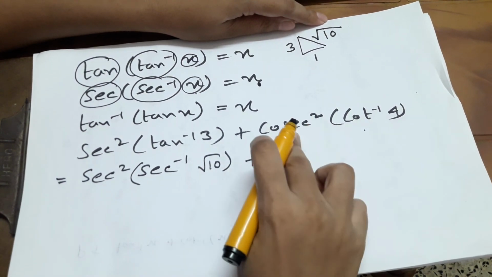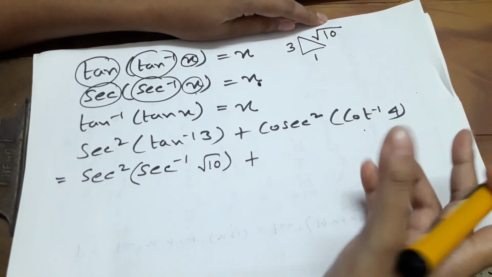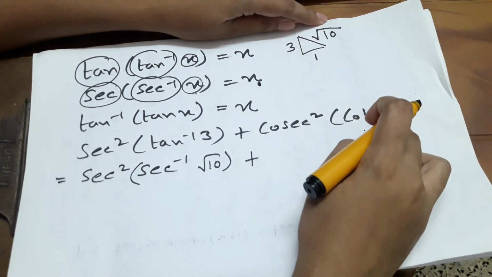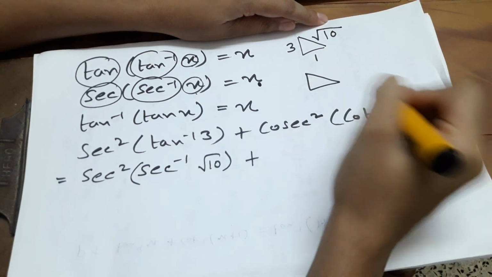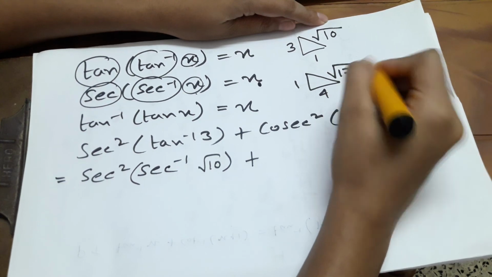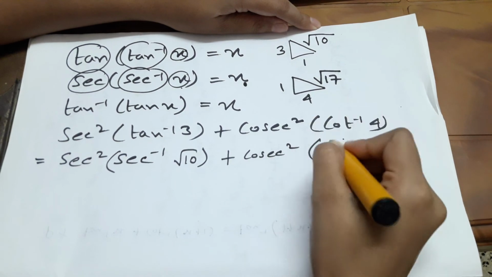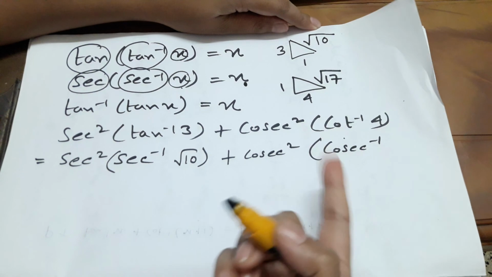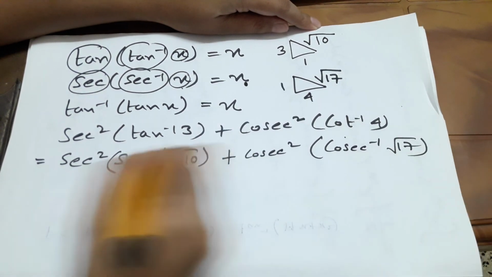Similarly, here it is cosec. So first I will convert from cot to cosec, because if I take it to cosec inverse, then I can write the value from there. So cosec square of cot inverse 4 is there. Now cot means b by p, so the hypotenuse will be root 17. Cosec square, cosec inverse: sin is p by h, cosec is h by p, so it will be root 17.